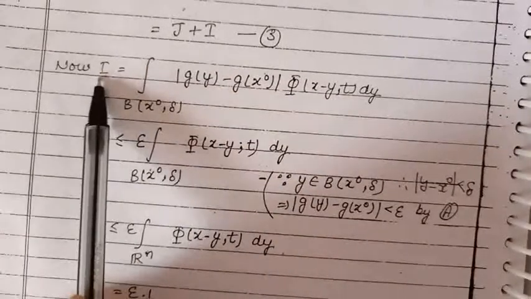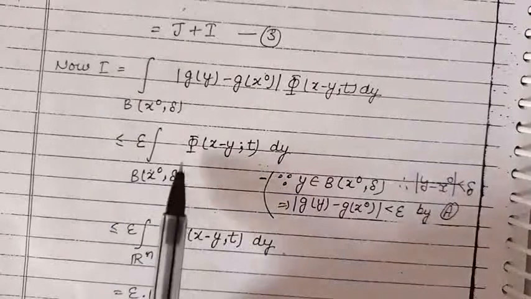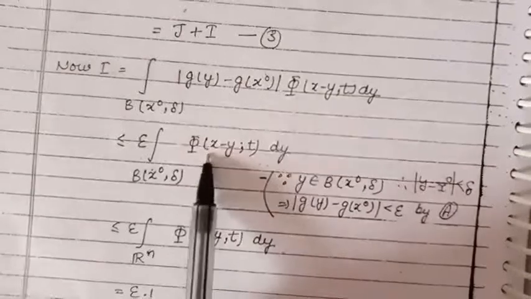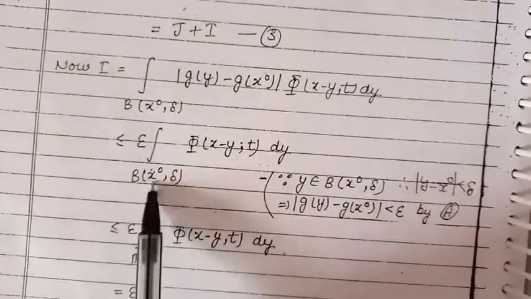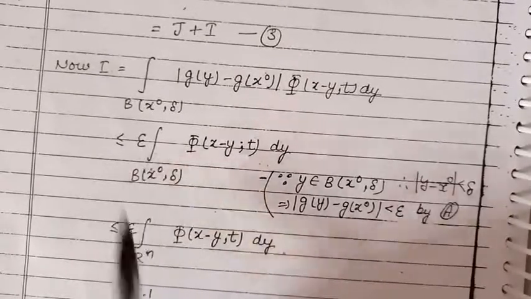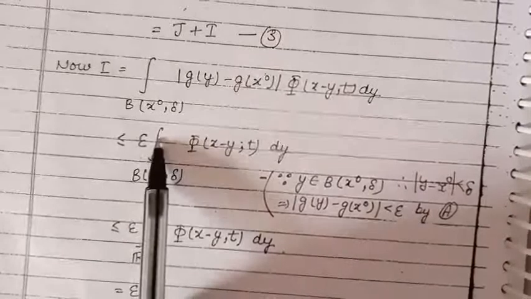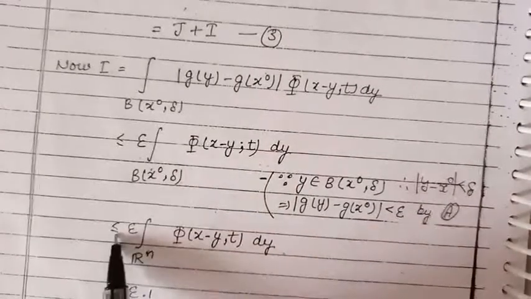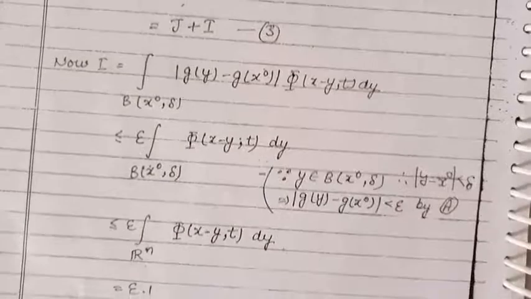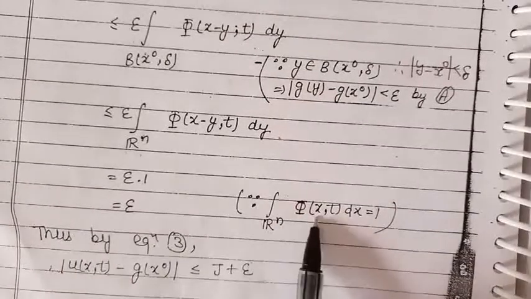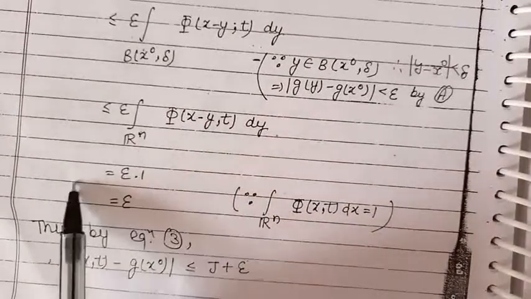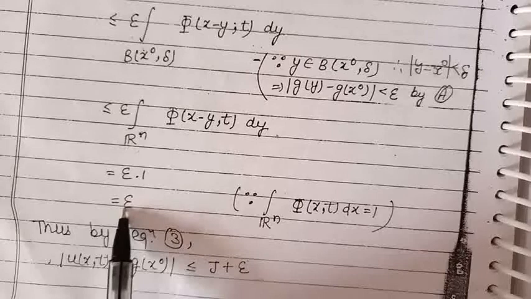So we can say that this integral I is less than or equal to epsilon into the integral of the function phi over the ball with center x naught and radius delta. Now because this ball is contained in Rn, the integral over this ball will be less than or equal to the integral over Rn. And by the property that the integral of the fundamental solution of the heat equation is 1, we can use the property here. So we get I is less than or equal to epsilon.